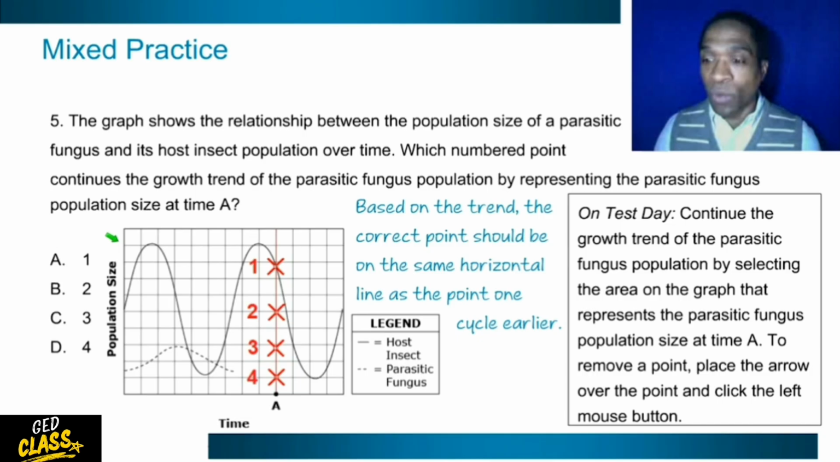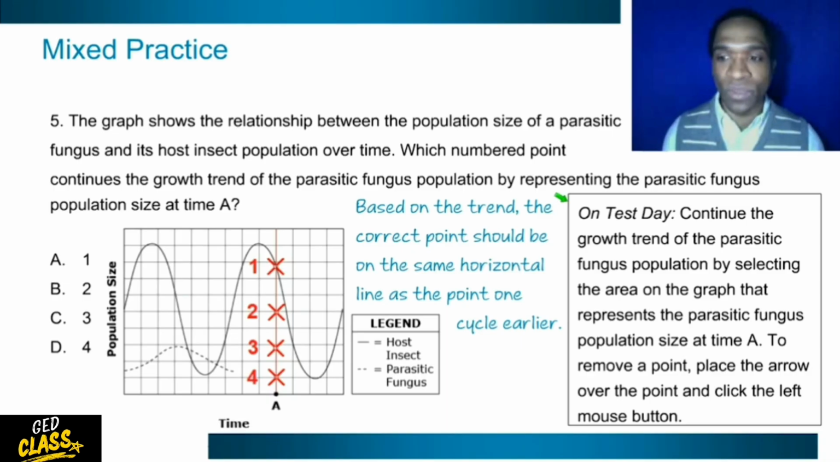All right, let's check what you've done. But before we do, don't forget to check out the on test day instructions, and that's right here. When they appear in questions, make sure that you know what's going on there. For this question, those instructions tell us to select the area on the graph that continues the growth trend, and we can remove a point by placing the arrow over that point and clicking the left mouse button. So we have that information. All right, let's do this.